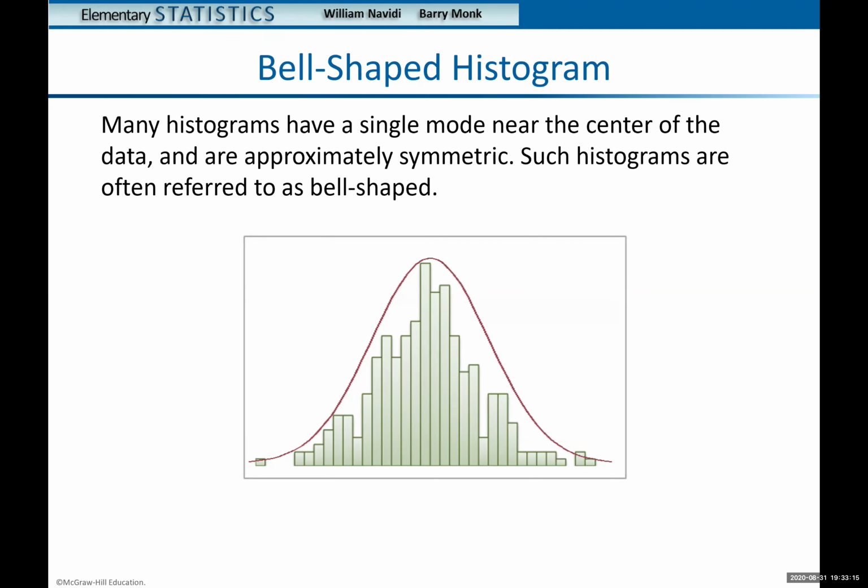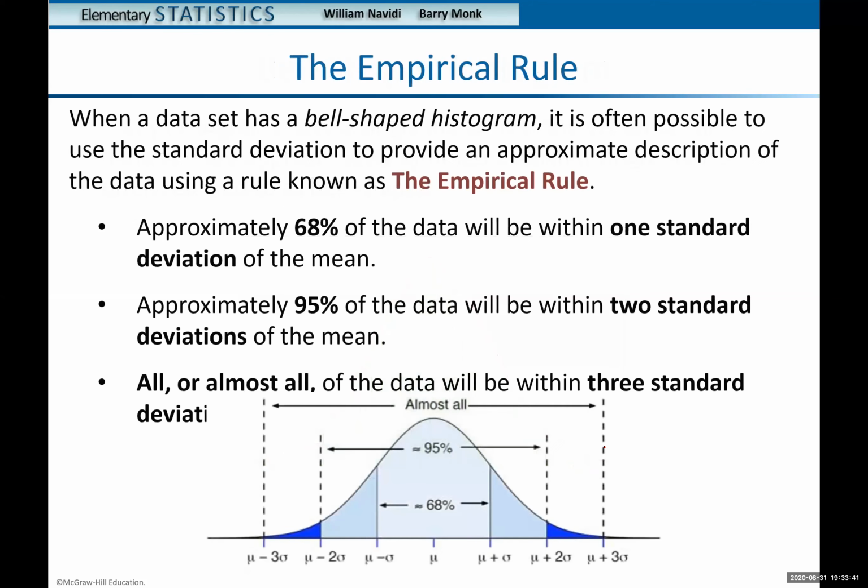Many histograms have a single mode near the center of the data and are approximately symmetric. And also I showed an example like this when we talked about histograms. Do you remember that? So this is a bell-shaped curve. There is actually a whole chapter about this, which is chapter 7. But for this part of chapter 3, or 3.2, we're just going to talk about the empirical rule.